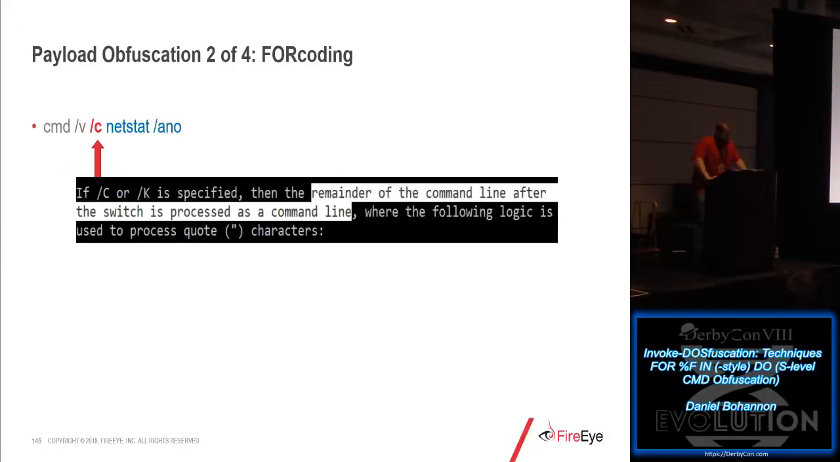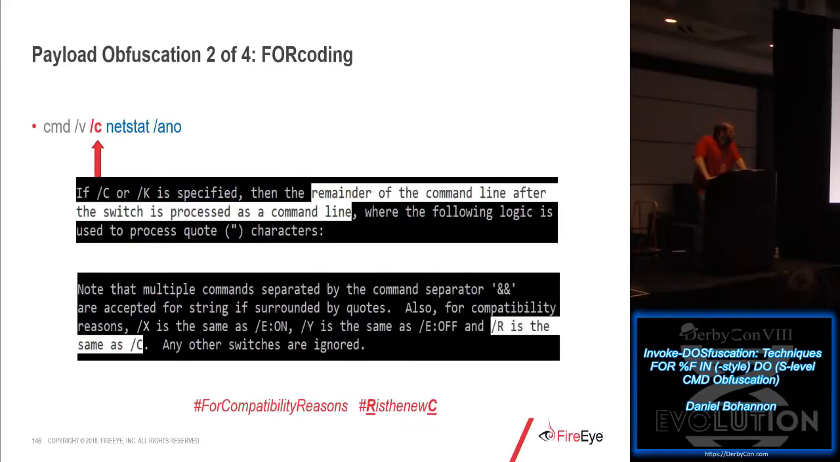And then for /C, so /C is in most commands. Sometimes you'll see people use /K or something like that, but /C is pretty common. It just says the rest of the command is command line arguments. However, if you look a little further in the help menu, you'll see this nice thing that for compatibility reasons, /R is the same as /C. That was interesting to me. So hashtag for compatibility reasons, hashtag /R is the new /C. Let's swap that sucker with /R, and it still works.